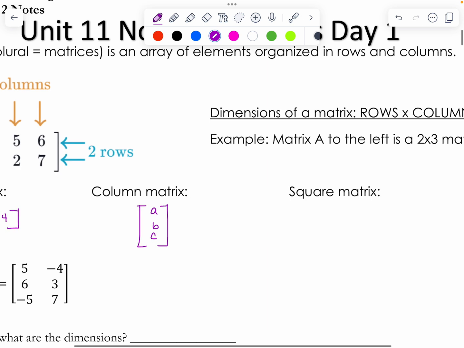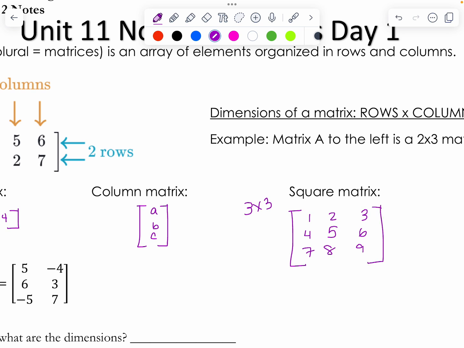If I talk about a square matrix, I could have a 2 by 2, I could have a 3 by 3. Let me do a 3 by 3, and that means I would have 3 rows and 3 columns. So let's say 1, 2, 3, 4, 5, 6, 7, 8, 9. If you look at this, I have 3 rows and 3 columns.